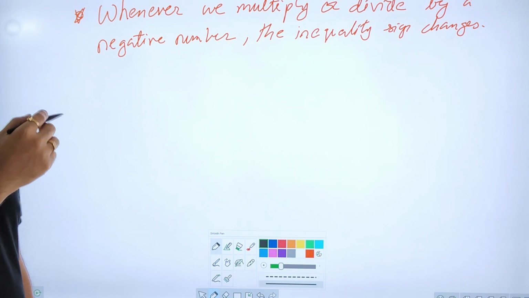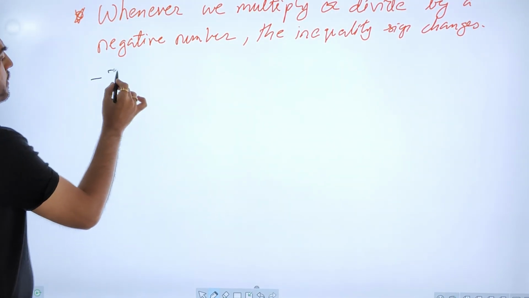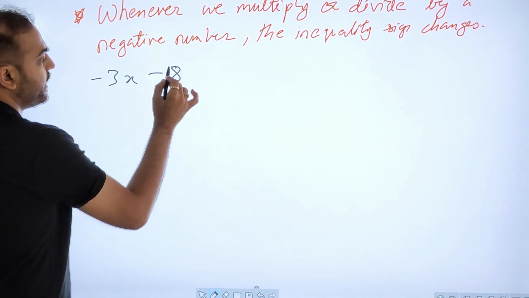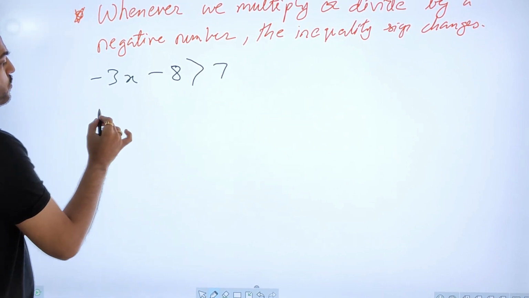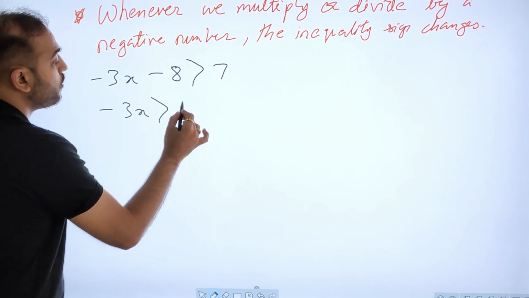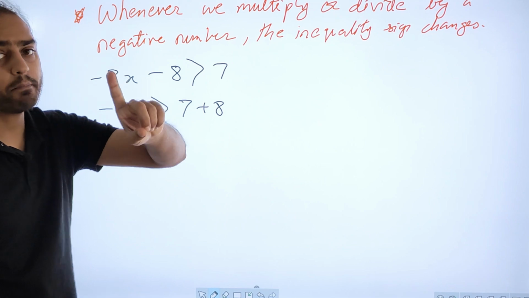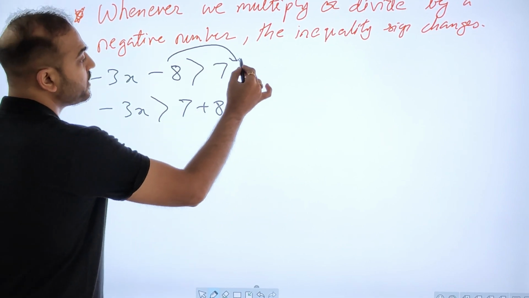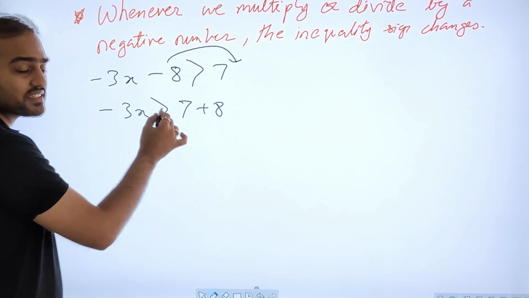Similar question, if we have to do it slightly faster. Say we have minus 3x minus 8 greater than 7. You have minus 3x, minus 8 goes there. Now remember, I am just shifting. I am not multiplying, not dividing. I have just shifted this 8 from the left hand side to the right hand side. So don't change the sign right now.